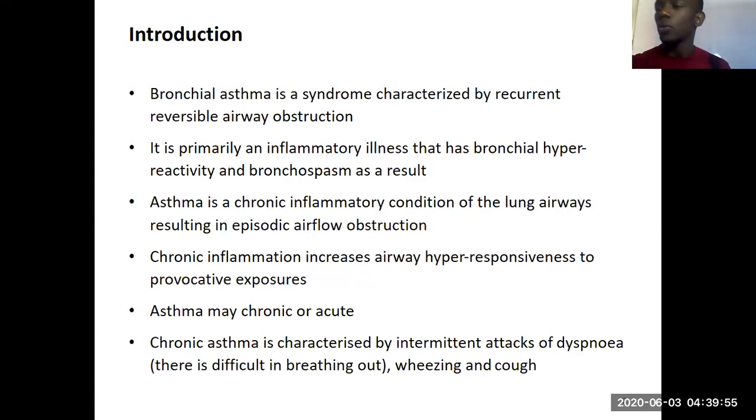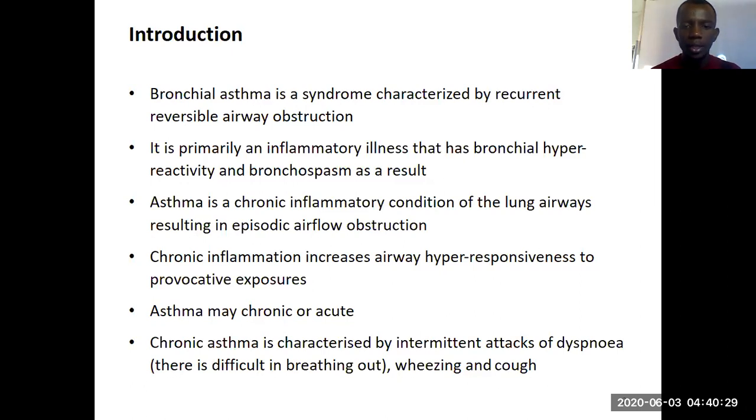So, what is bronchial asthma? Bronchial asthma is a syndrome characterized by recurrent reversible airway obstruction. That is how we are going to be defining asthma, and it is primarily an inflammatory illness that has bronchial hyperreactivity and bronchospasm as a result. Asthma is a chronic inflammatory condition of the lungs, airways resulting in episodic airflow obstruction.